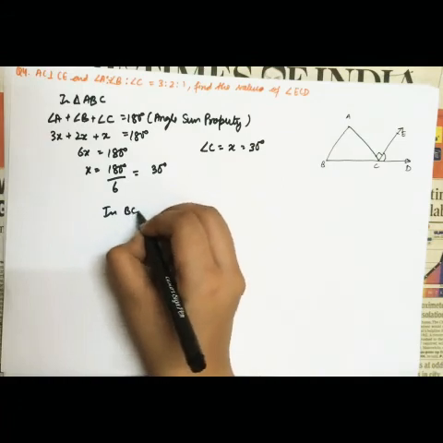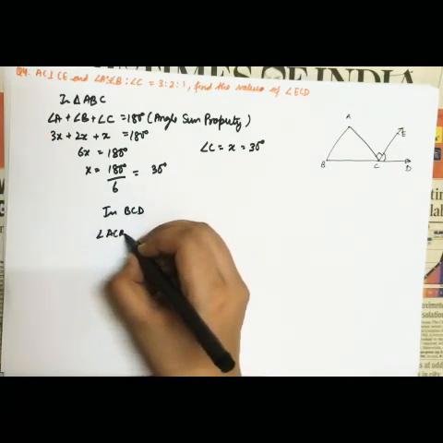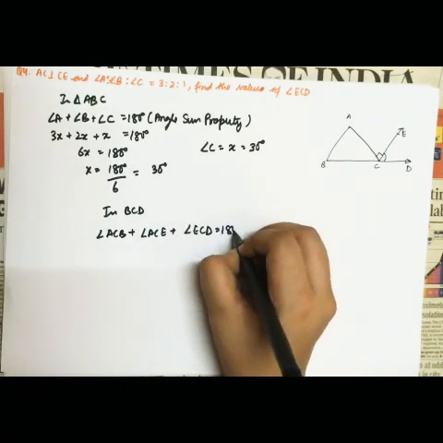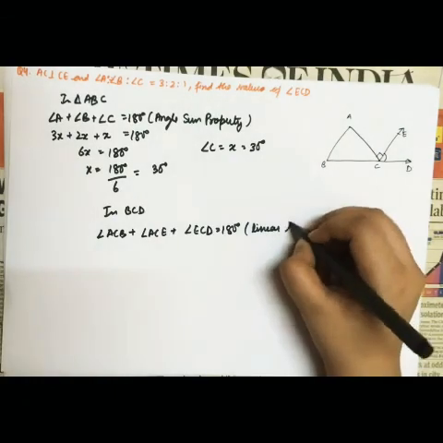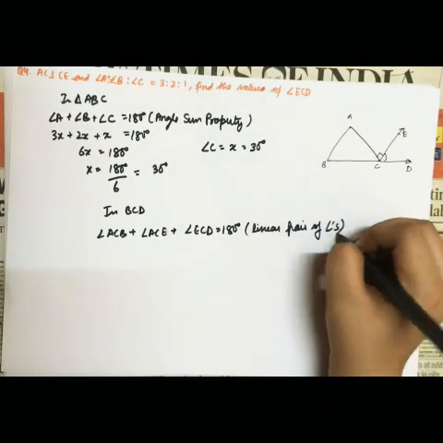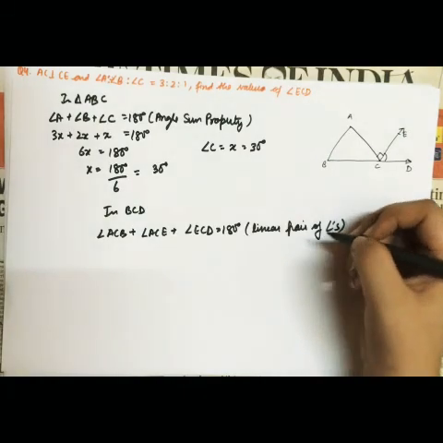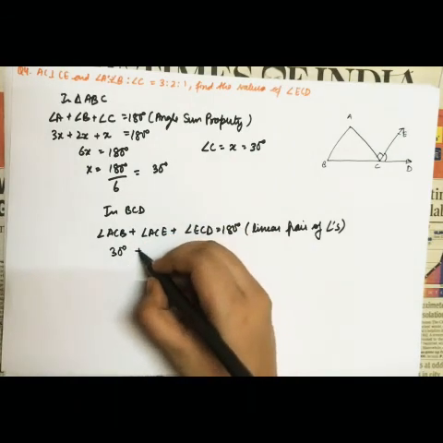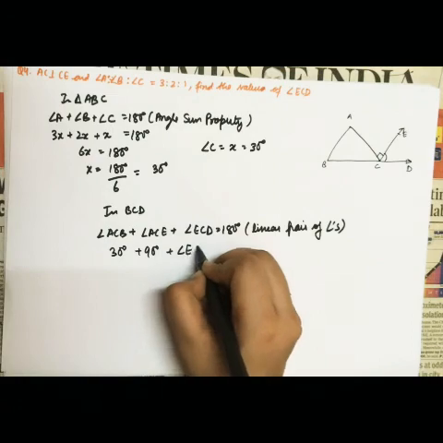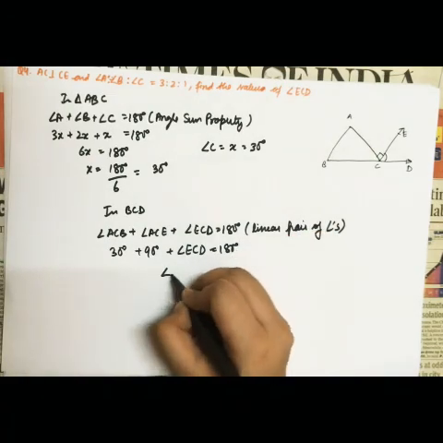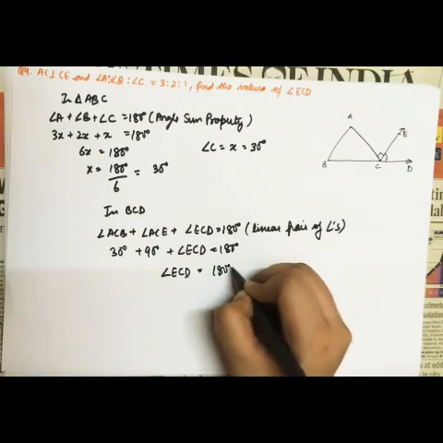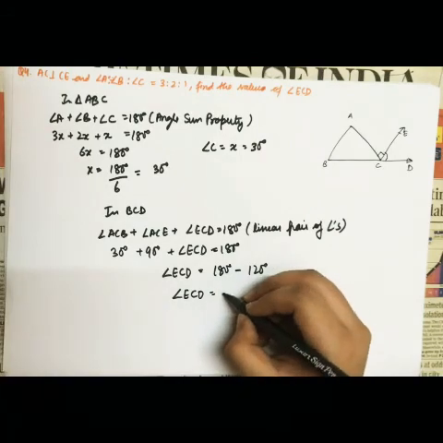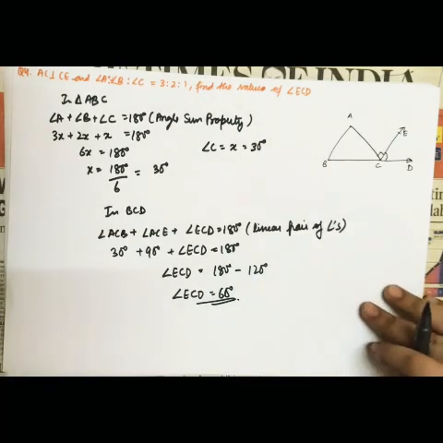Now in line BCD, angle ACB plus angle ACE plus angle ECD is equal to 180 degree as they form linear pair of angles. Now angle ACB is equal to 30 degree, angle ACE is 90 degree. Therefore angle ECD is equal to 180 degree minus 120 degree. Angle ECD is equal to 60 degree.